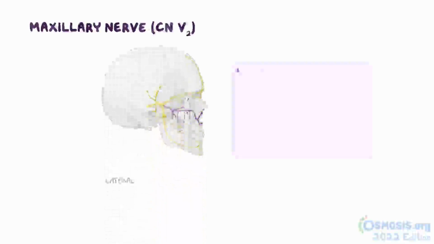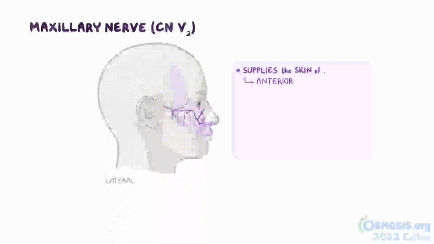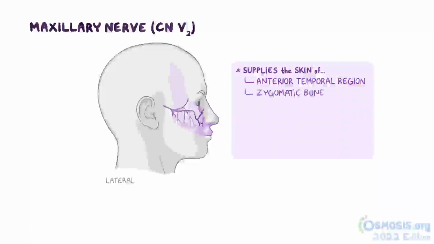The intermediate division of the trigeminal nerve is called the maxillary nerve and supplies the skin of the anterior part of the temporal region, the skin over the zygomatic bone, the lower eyelid, the cheek, the side of the nose, the nasal septum, and the upper lip.